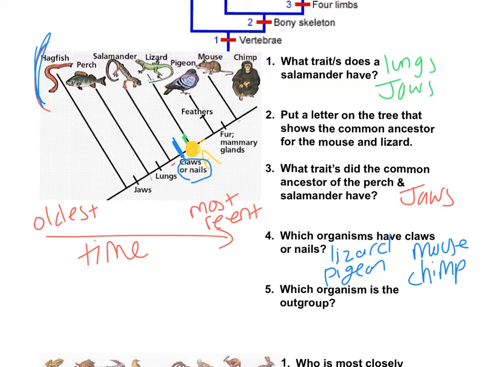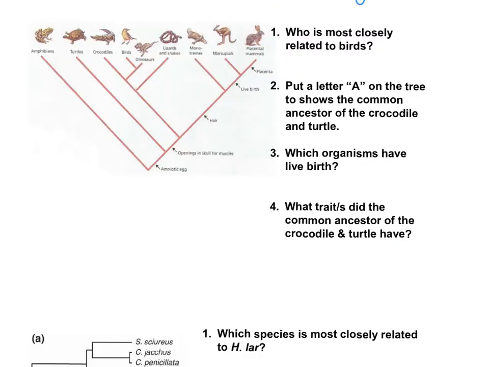Question number 5, which organism is the outgroup? The outgroup is a new word. It is the organism on the picture that has the least amount of traits. So that's just like a vocab word. Outgroup is the organism that has the least amount of traits. It is the one that goes farthest back in time. Answer for 5, hagfish. A few more practice questions.